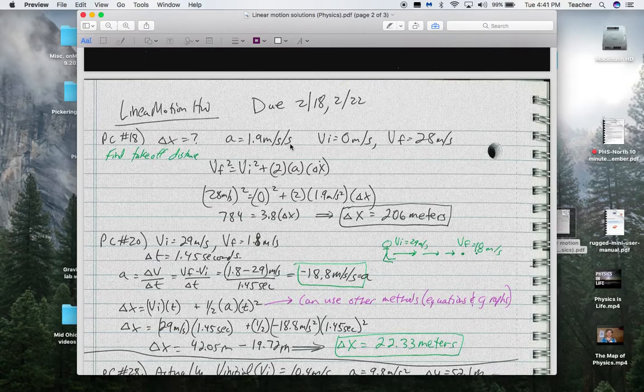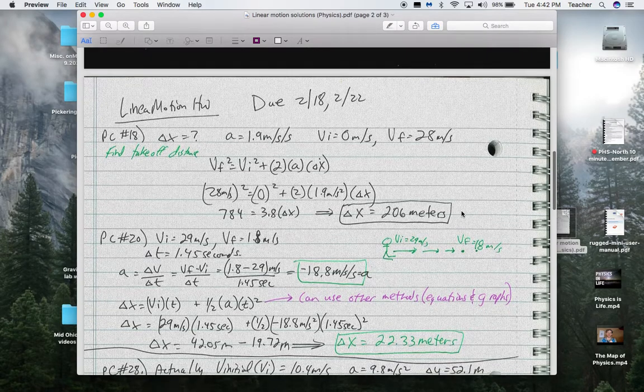At any rate, to find displacement when I don't know time, I've got to use formula number 5, and I'm going to solve for this delta x. So 28 squared is 784. 2 times 1.9 is 3.8. So 784 divided by 3.8 gets me a runway length of 206 meters. It's about 650 feet. That's very short, but for a very small plane, that's reasonable.